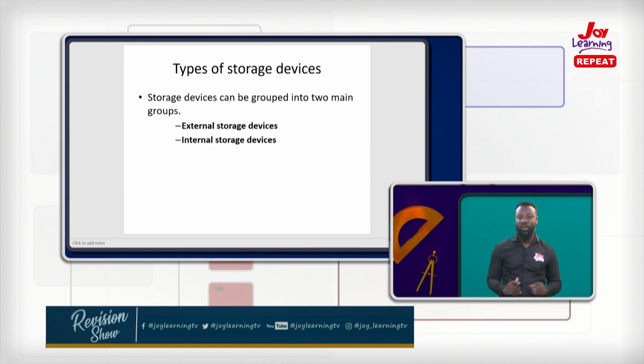We may mention that we can group them into what? Primary, secondary, and tertiary. That's the three main groups. But when we talk about the types, we can have what? The internal and the external.